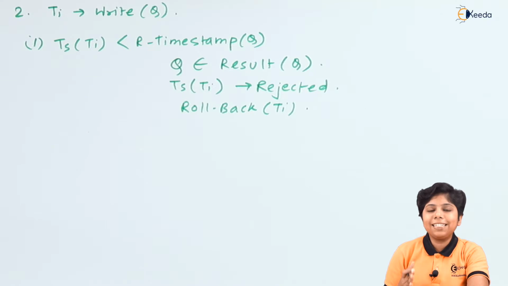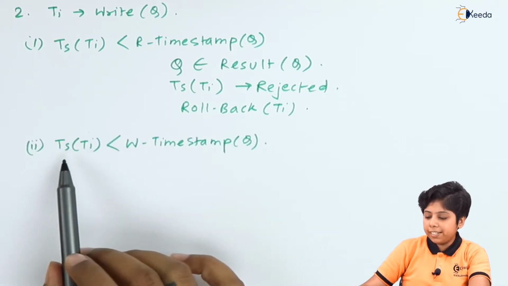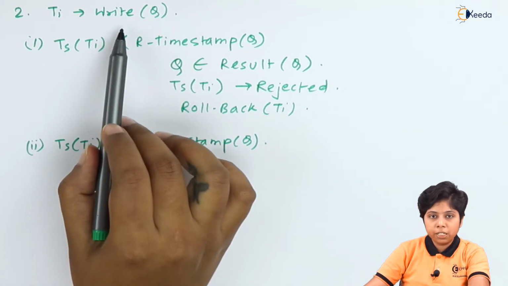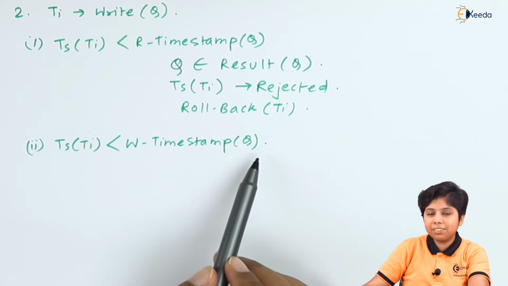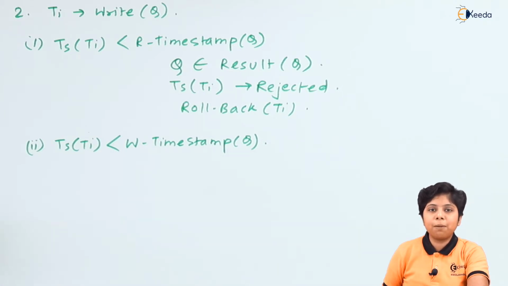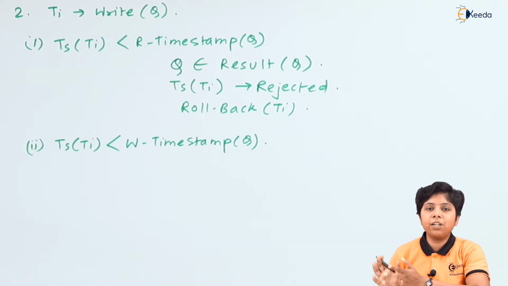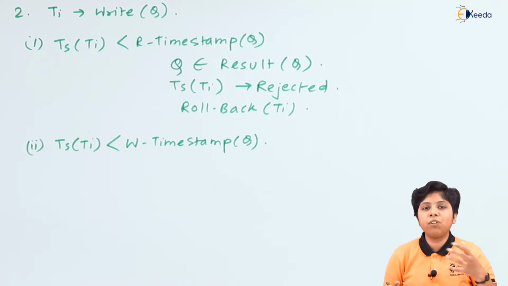Now, if this TS(TI) is less than the W-timestamp(Q), then the transaction issuing a write operation on data item Q is older than the W-timestamp(Q). That means the data item has already been written, and now we are writing an overwritten value. We cannot perform that after the read operation has not been performed, and we are issuing another write operation on the data.